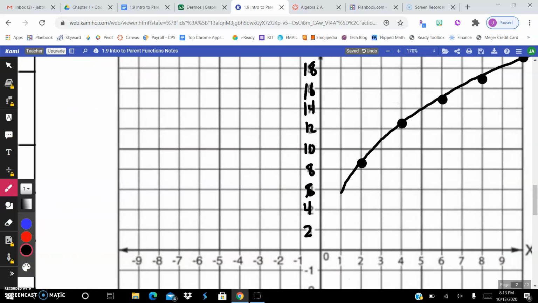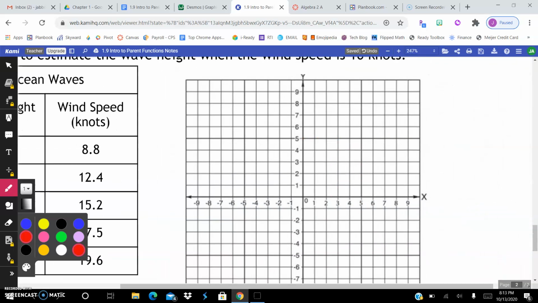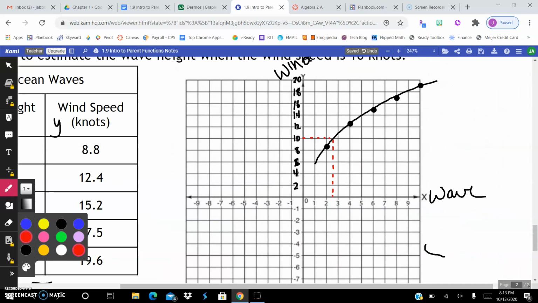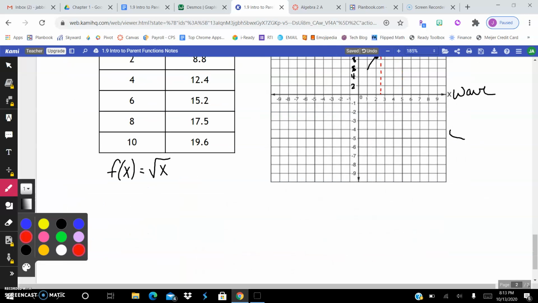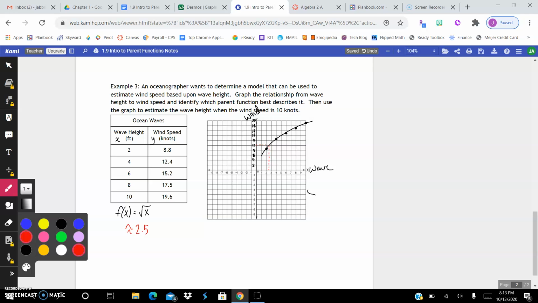Then use the graph to estimate the wave height when the wind speed is 10 knots. So the wind is our y value, and we're going to take that at 10 across over here to see where we meet that graph. And our wave height would be approximately 2.5 according to this graph. So I'm going to say about 2.5 feet is what that was, the unit was there.